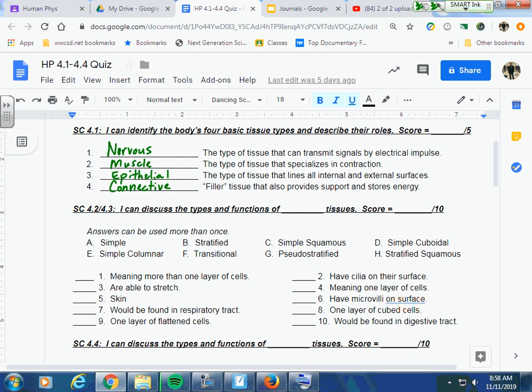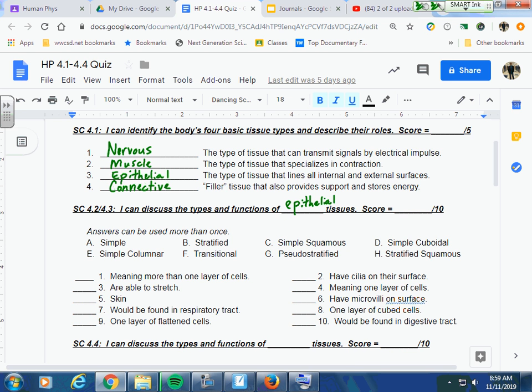Okay, so that was out of 5. If you missed any, I just took it away from 5. So if you missed 1, you got a 4 out of 5. Missed 2, it was 3 out of 5. All right, success criteria 4.2 and 4.3. I can discuss the types and functions of, this is epithelial tissues, by the way. Not that you needed to fill that in. But so you know, that's what we're talking about in 4.2 and 4.3. You should know that, hopefully.